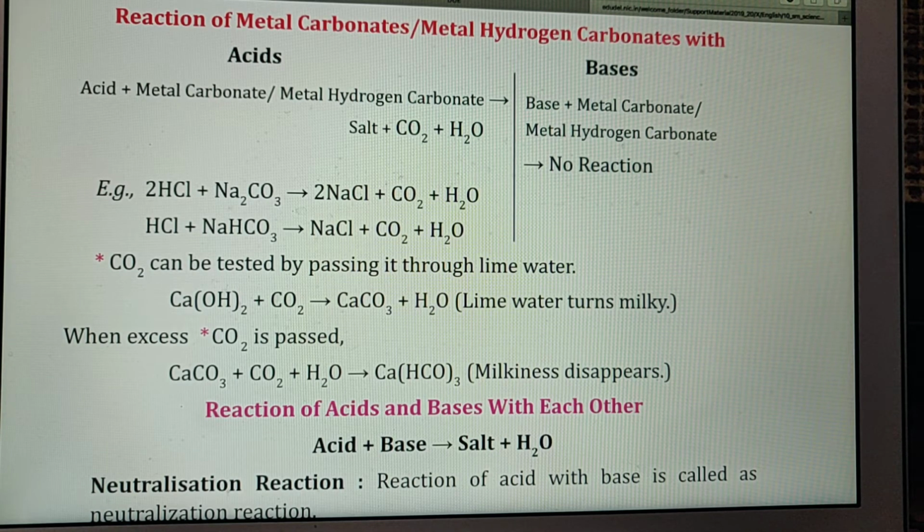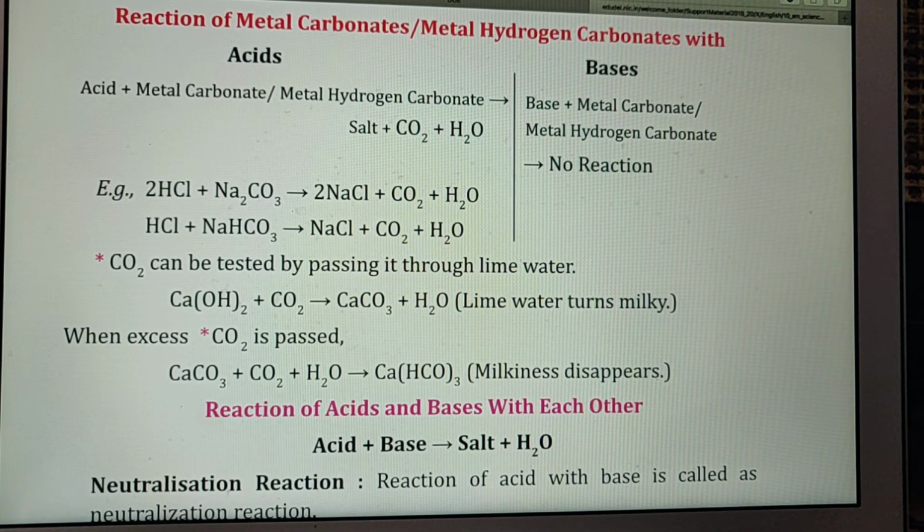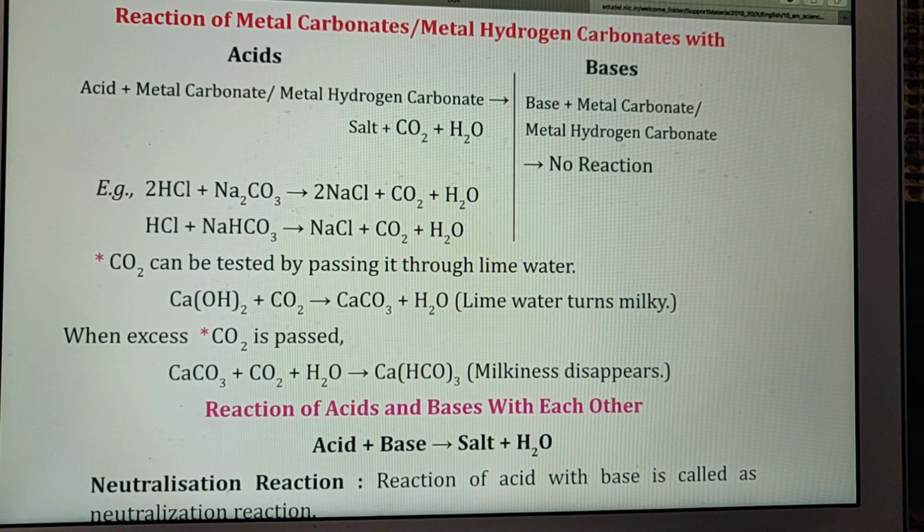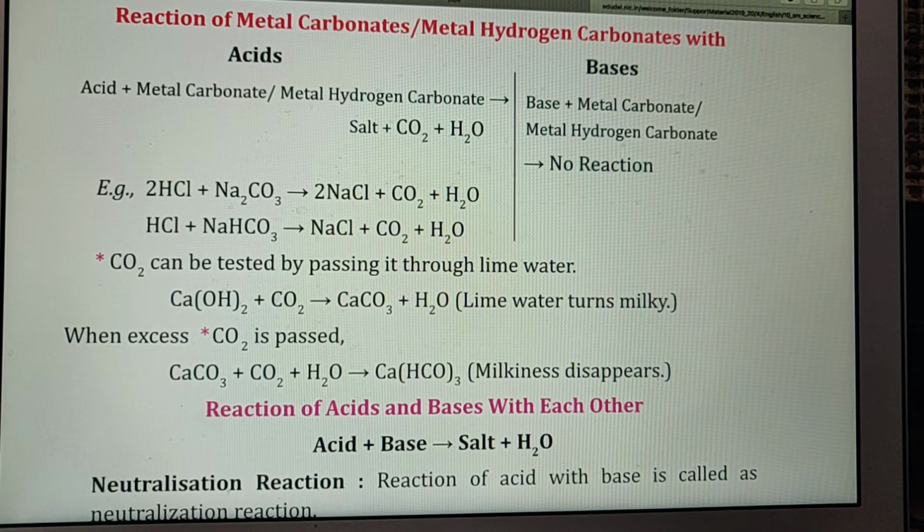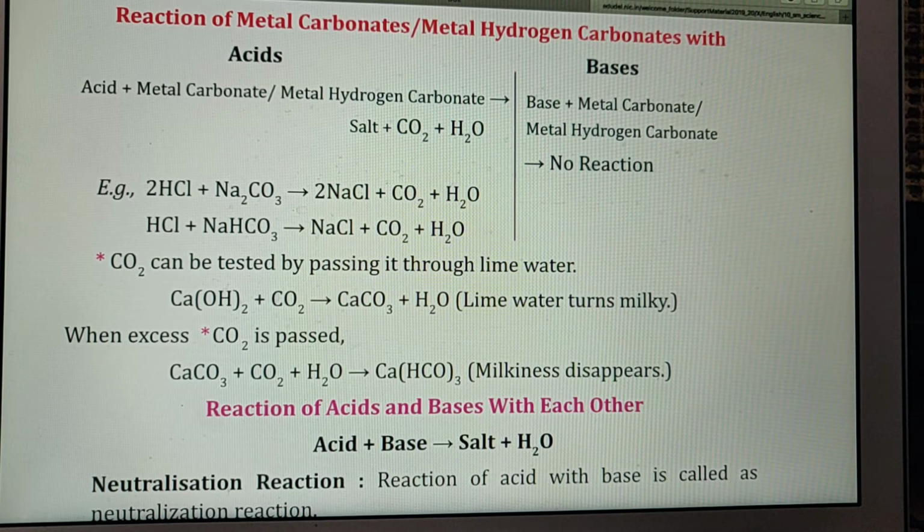Carbon dioxide can be tested by passing it through lime water: calcium hydroxide plus carbon dioxide gives calcium carbonate and water. Lime water turns milky. This reaction you must learn thoroughly because it is asked in the examination. When excess carbon dioxide is passed, calcium carbonate plus carbon dioxide in excess gives calcium bicarbonate, and the milkiness of the water disappears. It turns clear again, as it was on the reactant side.